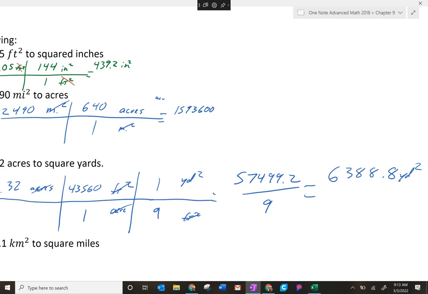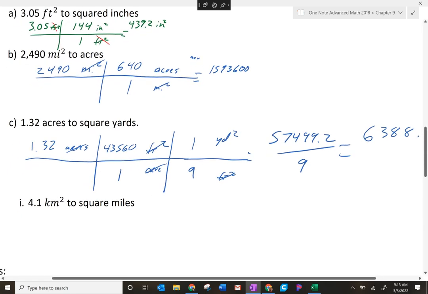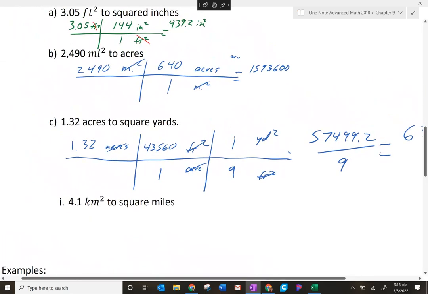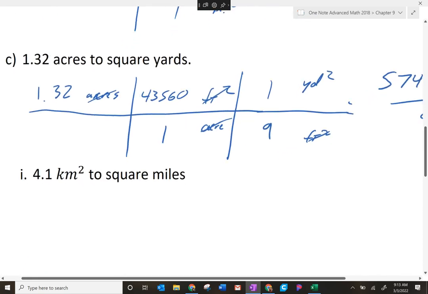All right, I want you to try this next one. Square kilometers to square miles. Sorry, it should be 4.1 square kilometers to square miles.